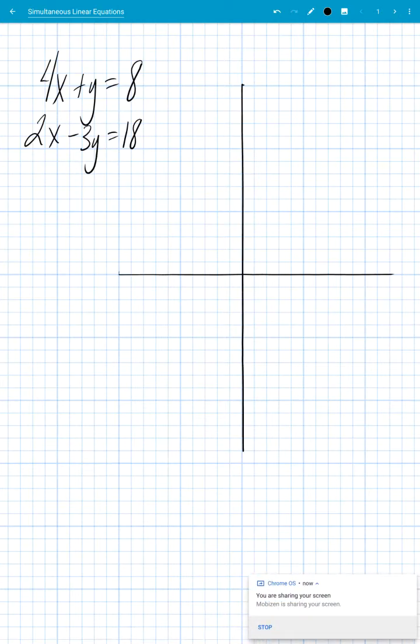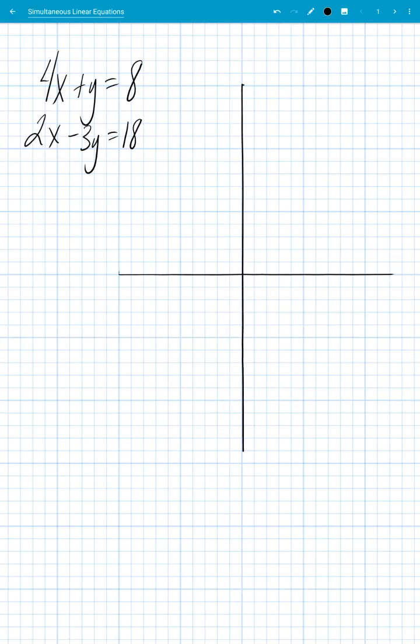Going to look again at simultaneous linear equations. This is either an introduction or a review, if you like, depending on when you watch it. Let's start by looking at what a simultaneous linear equation is.